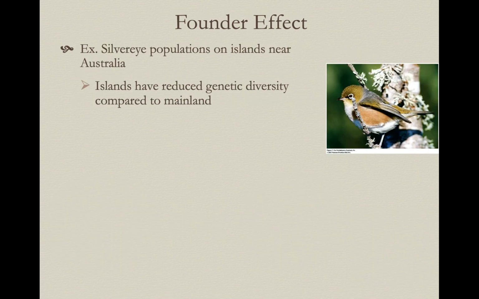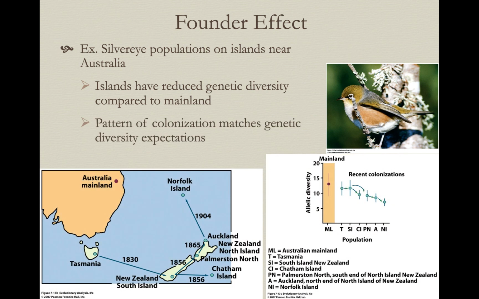So here's a real example of this. Silver eyes are a population of birds that are found in Australia and Southeast Asia, different species of silver eyes and white eyes. And they have established new populations on different islands from the mainland of Australia. As they have landed on each island and established populations, starting off in Tasmania, then moving to New Zealand, different islands in New Zealand.